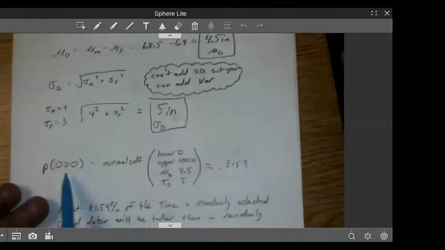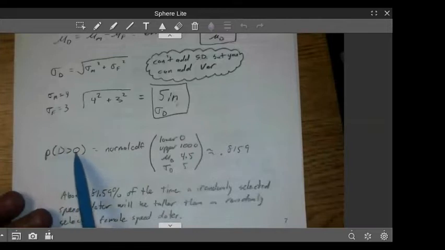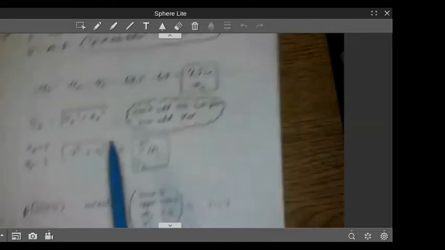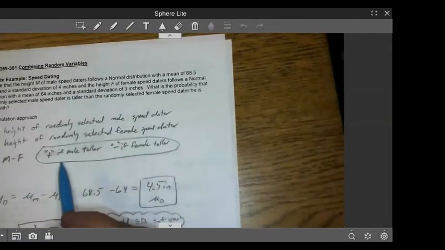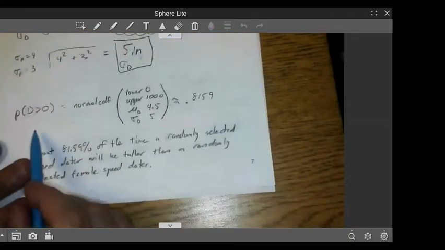All right, so what's the probability that a randomly selected male is taller? That means the difference has to be greater than 0. Now, equal to 0 would be the same answer, but it says taller, not at least as tall. So we've got to be careful. Gotta use some of that algebra 1 stuff in there.